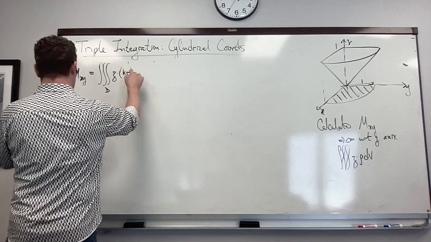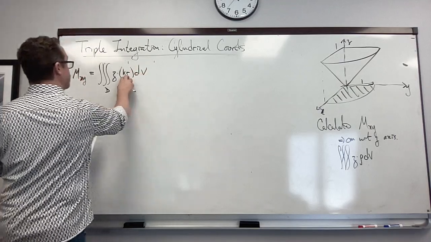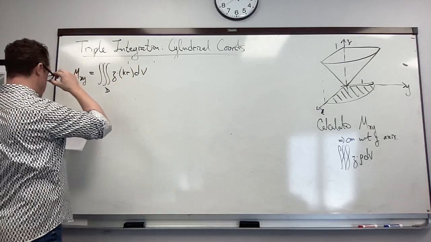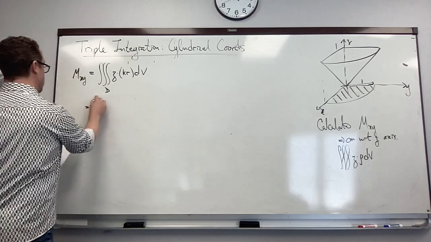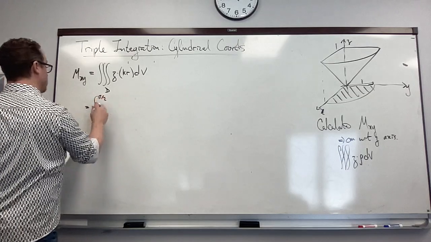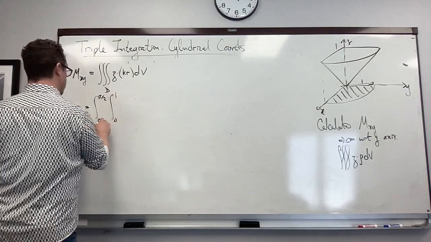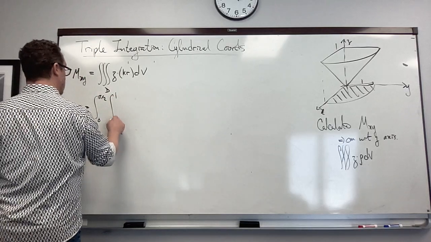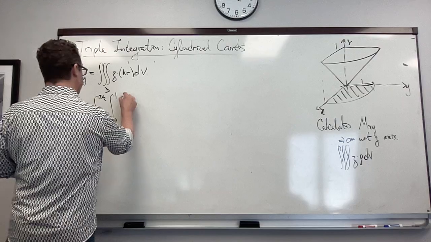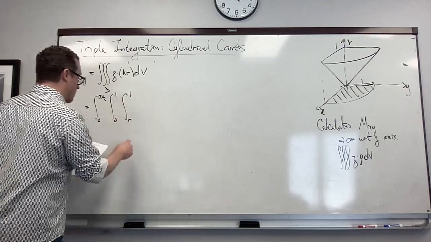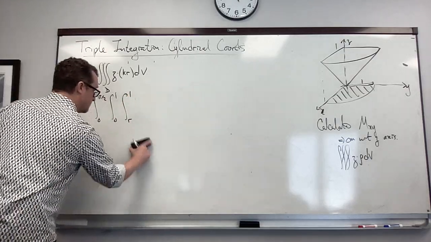density times dV. This is our density function. This is z. This is in cylindrical coordinates already. I'm still going to integrate in the same order we did before. So theta goes from 0 to pi over 2, r goes from 0 to 1, and I have my z going from r to 1. We already talked about why that would be the case.